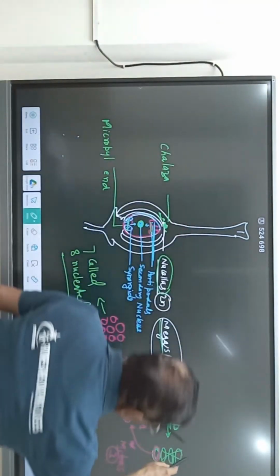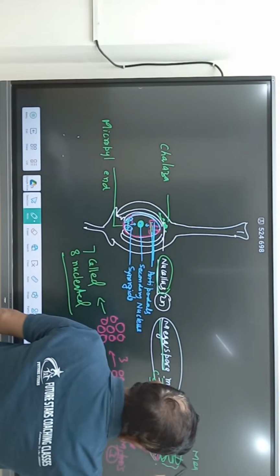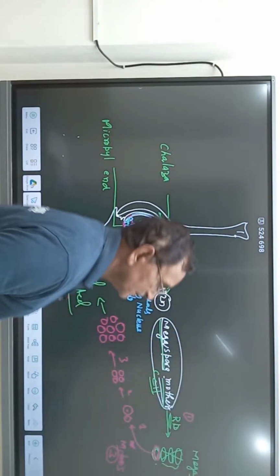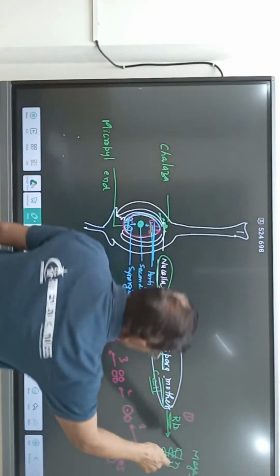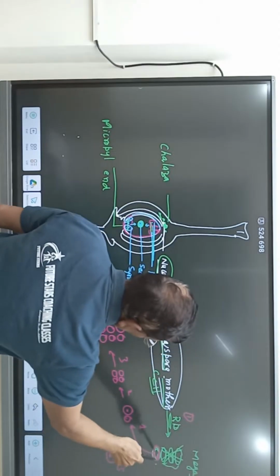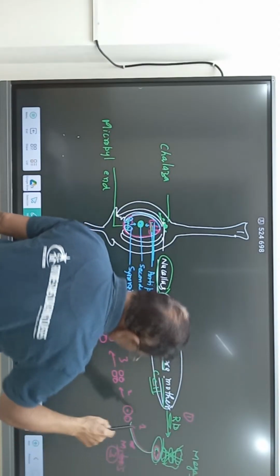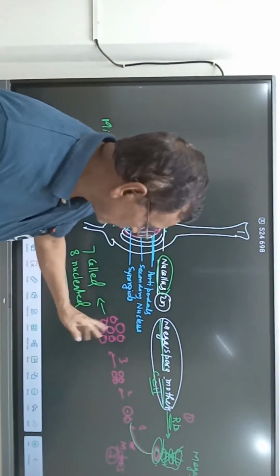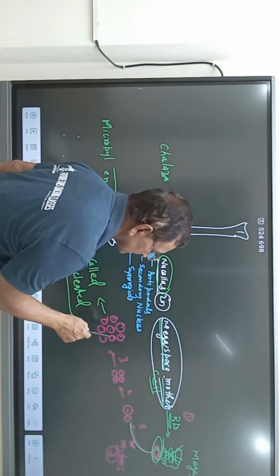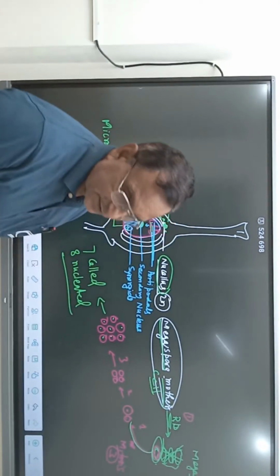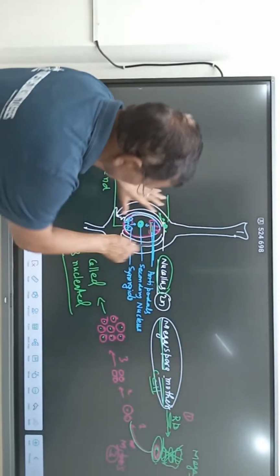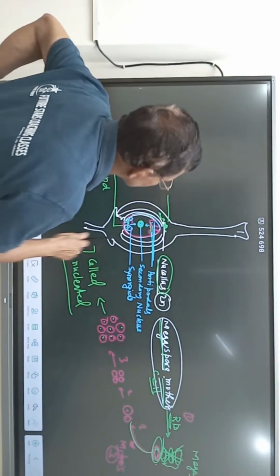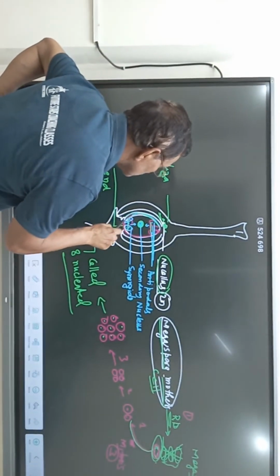So these are linearly arranged megaspore cells. The word mother is deleted, megaspore cells. Out of these 4 megaspores, 3 degenerate, 1 remains functional. The functional megaspore undergoes mitotic division thrice to form an 8 nucleated structure. Out of these, they are rearranged inside the ovule to form the embryo sac.